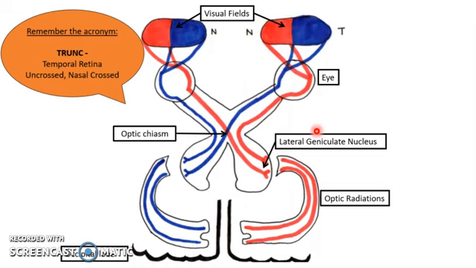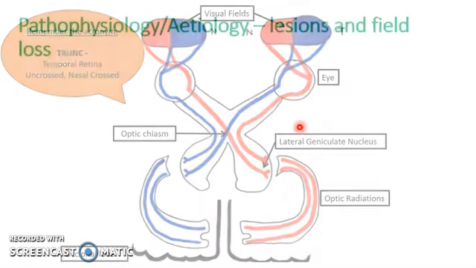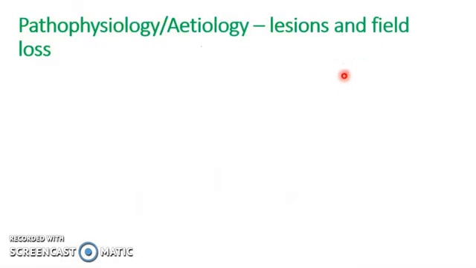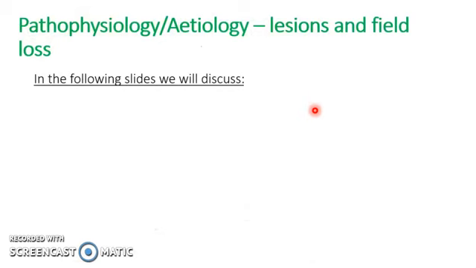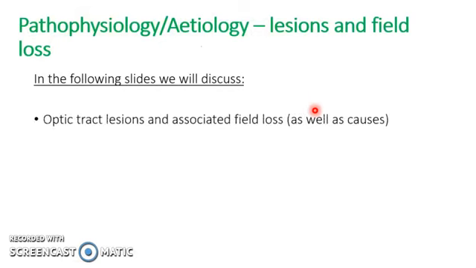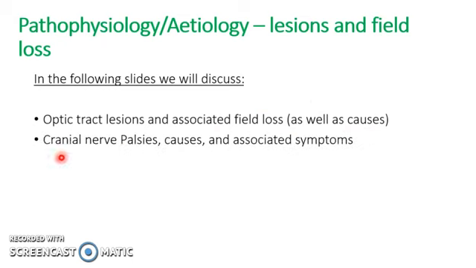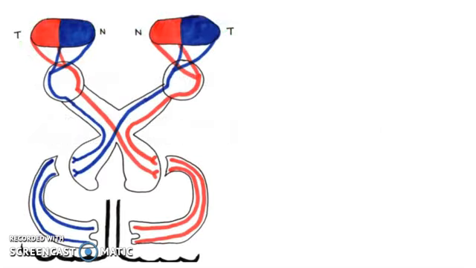Now we'll move on to discuss the pathophysiology and causes of lesions and field loss. In the following slides we'll discuss lesions of the optic tract and associated field loss, as well as some causes, cranial nerve palsies, causes and associated symptoms. To begin with, we'll take back the picture we just had of the anatomy of the optic tract, and go through some lesions and what type of field loss they cause.